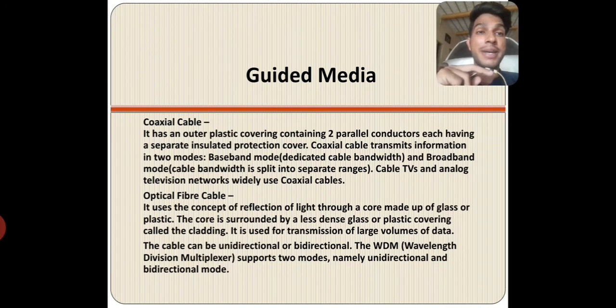What is optical fiber cable? It uses the concept of reflection of light through a core made up of glass or plastic. The core is surrounded by a less dense glass or plastic covering called the cladding. It is used for transmission of large volumes of data. This cable can be unidirectional or bidirectional. The WDM, wavelength division multiplexer, supports two modes, namely unidirectional and bidirectional mode.